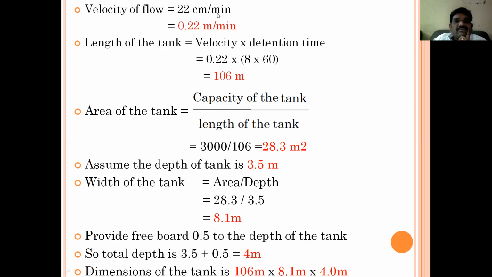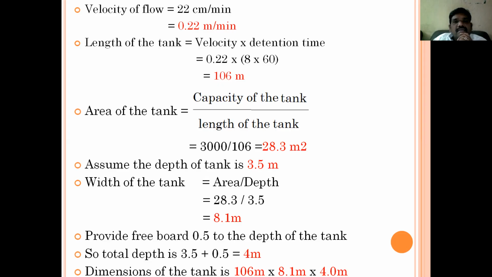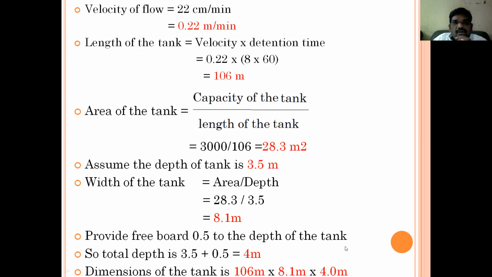Velocity of flow is 24 centimeters per minute. Now I would like to convert it into meters. So it will be 0.24 meters per minute. Hope you got how this value came into the picture.